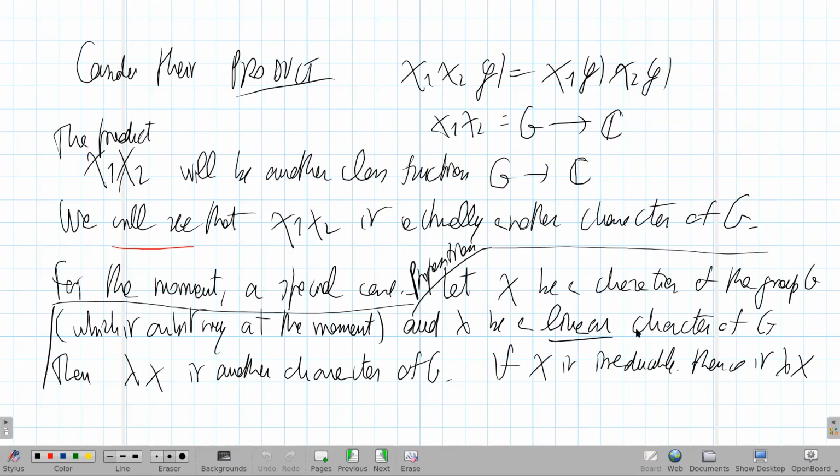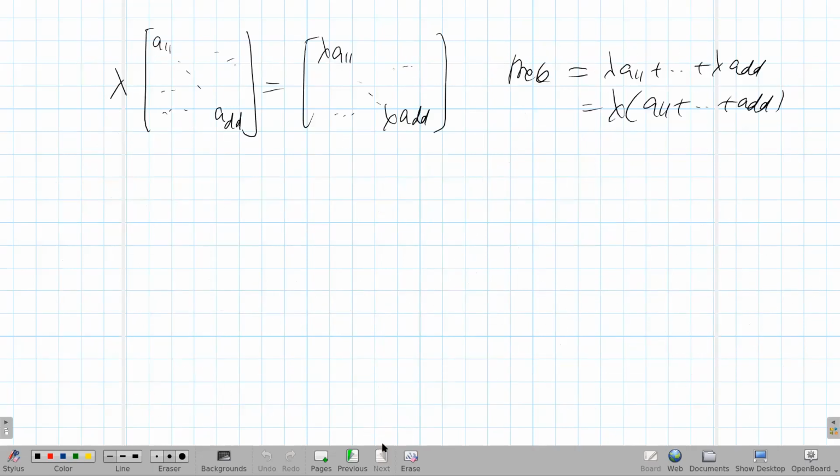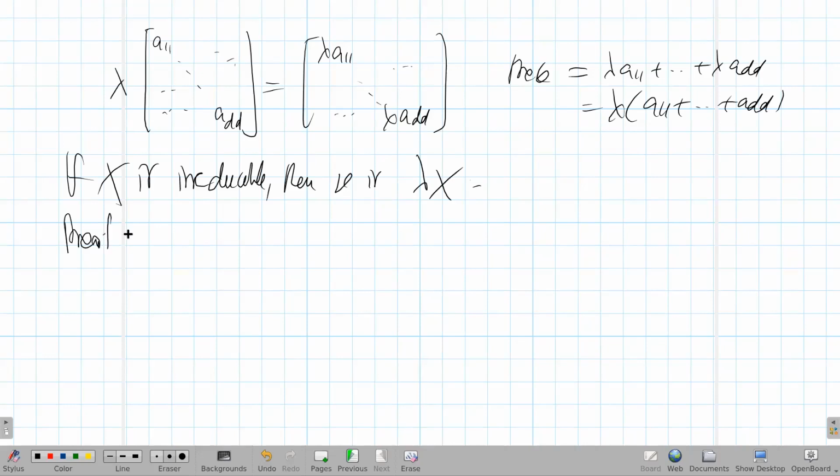Remember, lambda is linear, so it's irreducible. If chi is irreducible, let's see that lambda chi is irreducible, okay? If chi is irreducible, then so is lambda chi. Two proofs. The first proof is just a standard linear algebra proof, and then we'll have a magic proof via characters, okay?